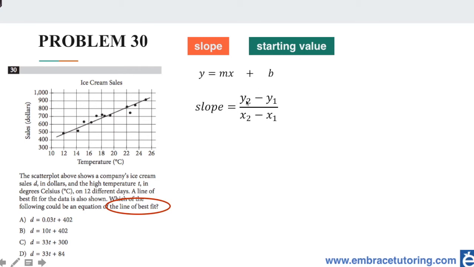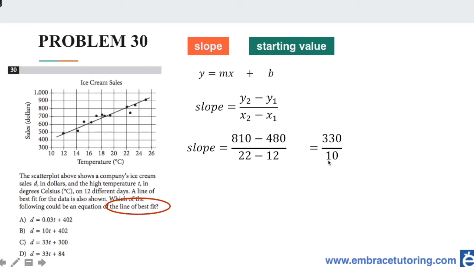Slope is going to equal y2 minus y1 over x2 minus x1. When I plug this in, I'm going to purposely take my y2s and subtract my y1s, which is going to be 810 minus 480. And then my x2 minus my x1 is going to be 22 minus 12, given the 2 points that I've focused on. And when I simplify this, this is going to be 330 over 10.